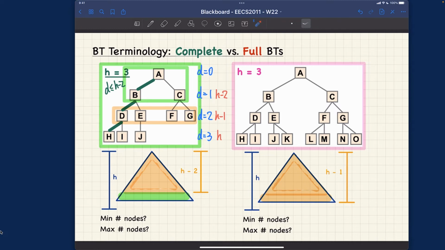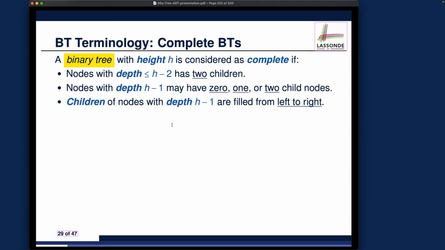Basically, as long as the bottom level is filled in from left to right, and all the previous levels have the maximum number of nodes, then it's a complete binary tree. That's how I thought about it informally. But you should also know how the formal criteria should be understood.